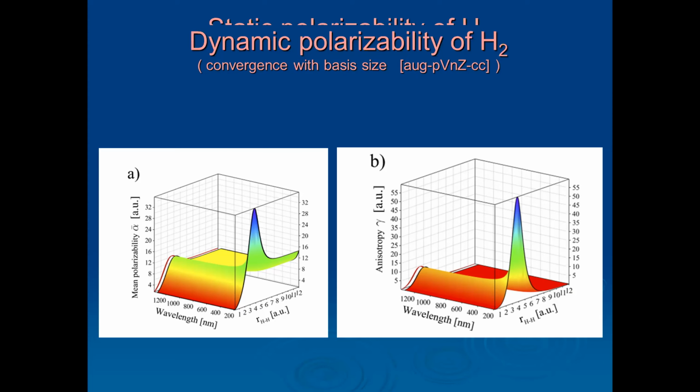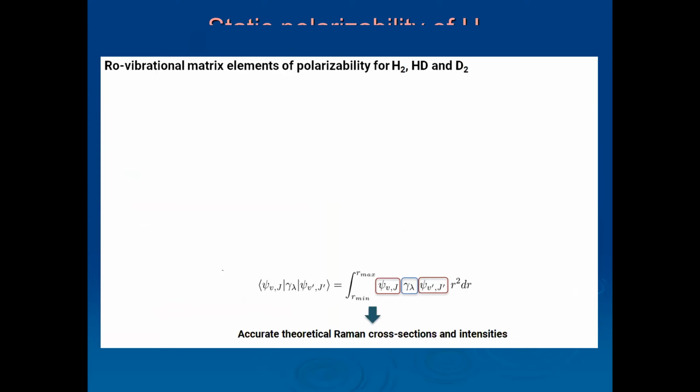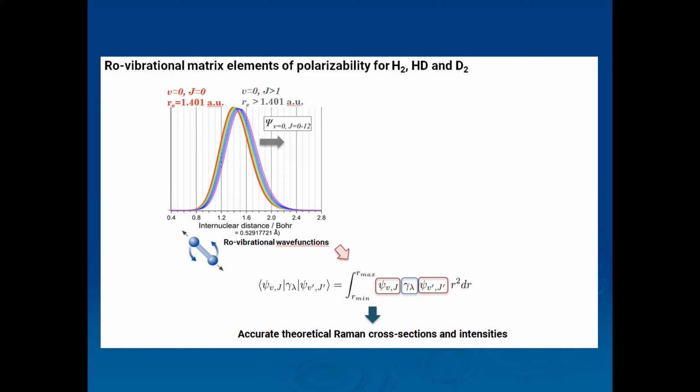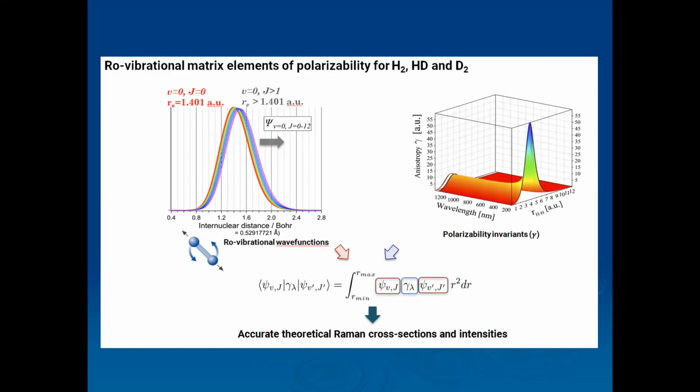Using that, we could go to the task he wanted, to make a calibration of his spectrometers. And to do that, we used a very simple formula. We had 2 pieces. One was the raw vibrational wave functions, which are non-harmonic, obtained on a numerical grid by solving the vibrational Schrödinger equation. Using these pieces and these polarizabilities, we are able to calculate the cross sections and the intensities.